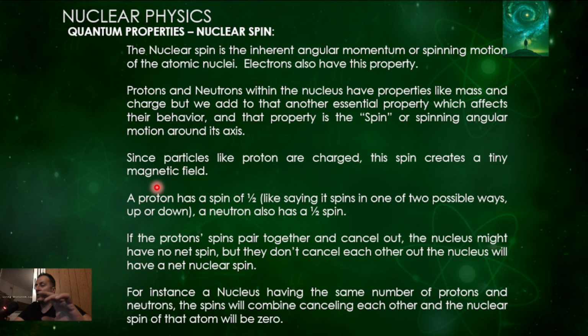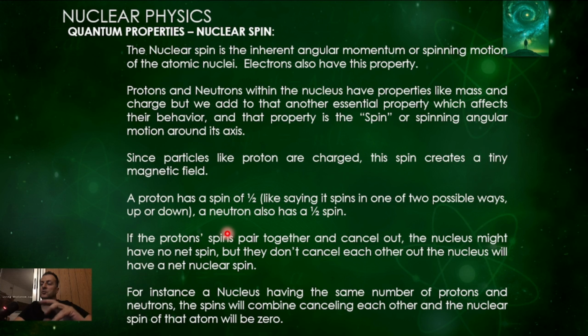Of course, both are charged differently, or rather, we would say that neutrons are not charged at all. But a proton, when it moves, creates a magnetic field participating in the interaction forces between different particles. In pairs, if the spins of the protons pair together and cancel each other out, the nucleus won't have a net nuclear spin.